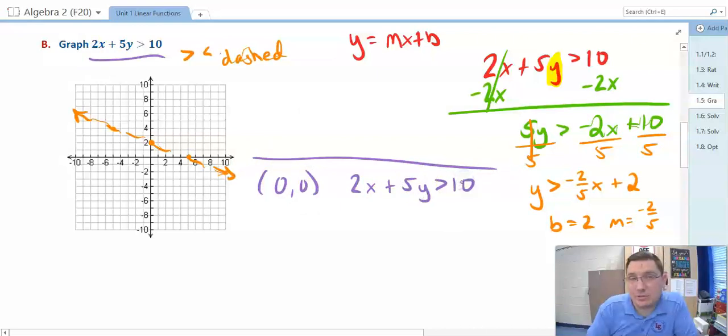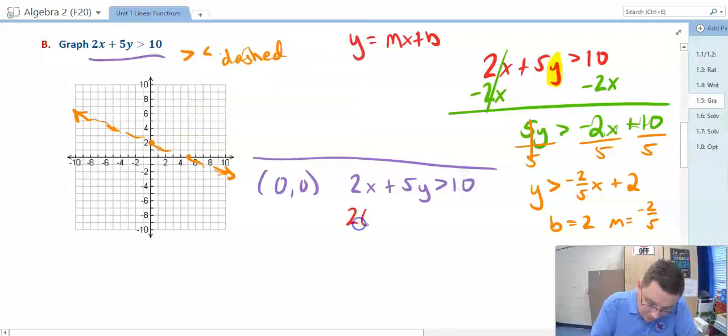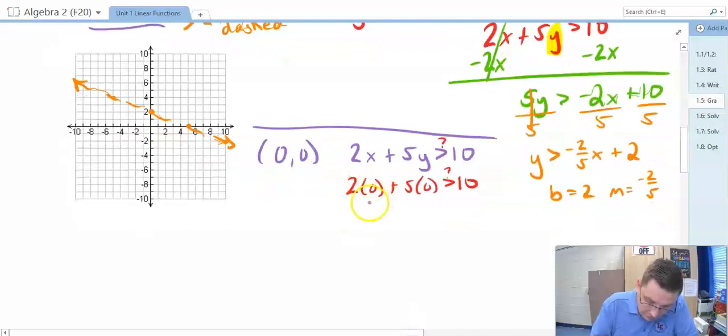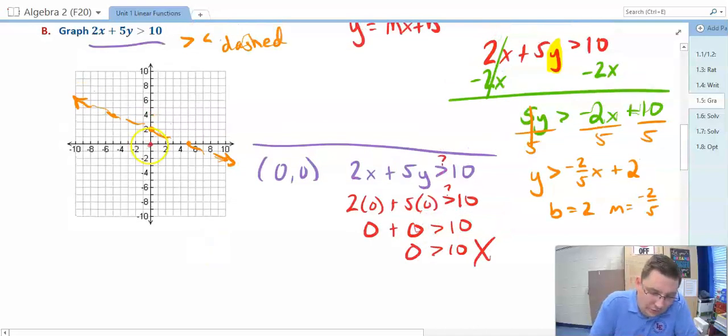and see what happens. So when I plug in 0, 0 to this, I get 2 times the 0 plus 5 times the 0. Is that greater than 10? Well, 2 times 0 is 0, and 5 times 0 is 0, and 0 plus 0 is 0. So is that greater than 10? Definitely not. And so when I look at this point of 0, 0, I'm going to put a little x next to it because it is not a solution in this case, right?